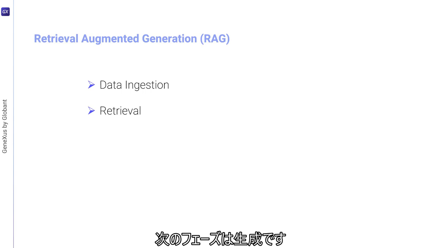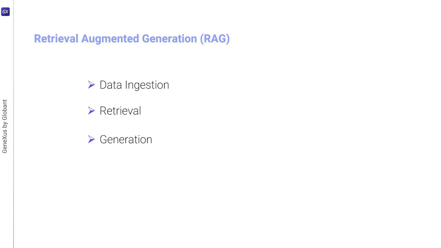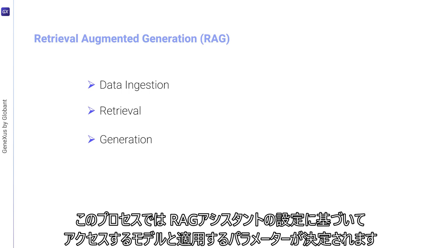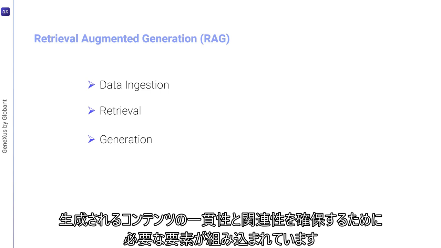The next phase is generation. It focuses on generating relevant and contextually consistent answers. In this process, the system uses the RAG assistant configuration to know which model to access and with which parameters. This assistant incorporates the necessary elements to define the search strategy and to achieve consistency and relevance in the generated content.